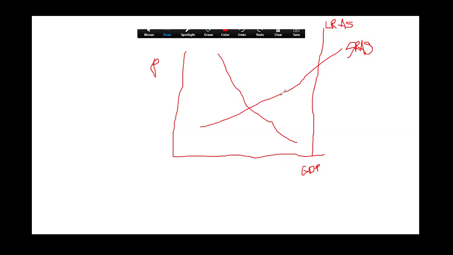To the left of the long run aggregate supply curve. If my aggregate demand curve were right here, which it's not, this would be an example of long run equilibrium because the aggregate demand curve is intersecting the long run aggregate supply curve, right? But that's not the case. The problem says specifically, this is the aggregate demand curve.